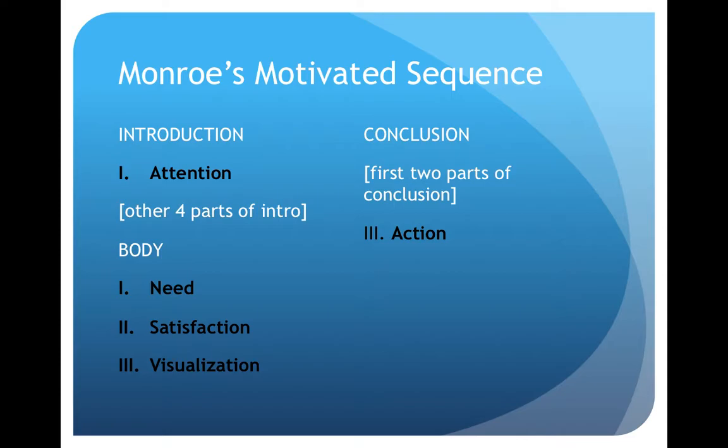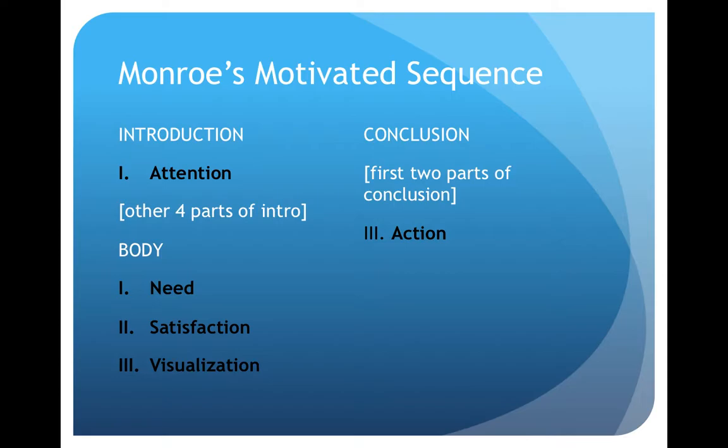So Monroe's motivated sequence is very similar to a problem-solution speech. The big difference is that when Monroe put this together, he wants us to think about how human motivation works and what it takes for us to actuate a change of behavior. It takes a lot of motivation. We have to be able to see ourselves actually doing something before we take up that action or make that change. An object at rest has a tendency to stay at rest. And so Monroe's motivated sequence is designed to appeal to human psychology and motivation.